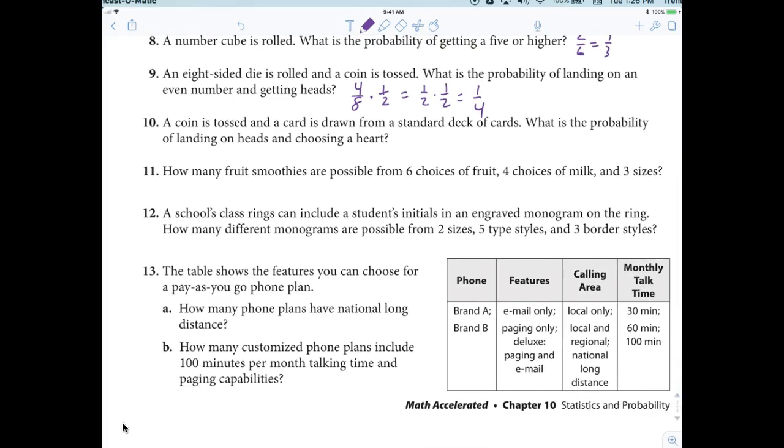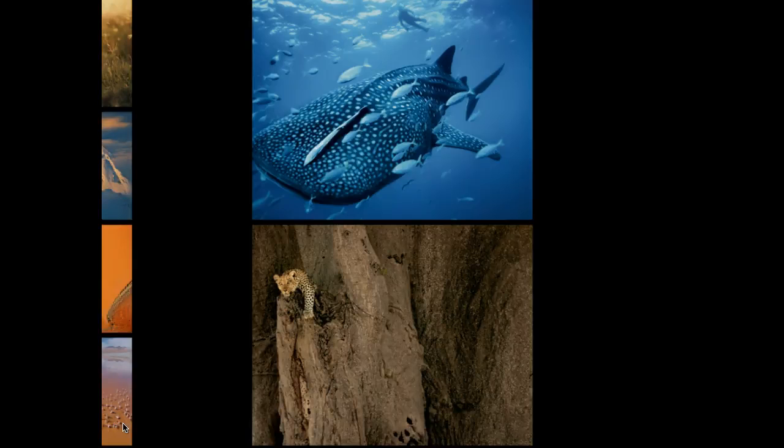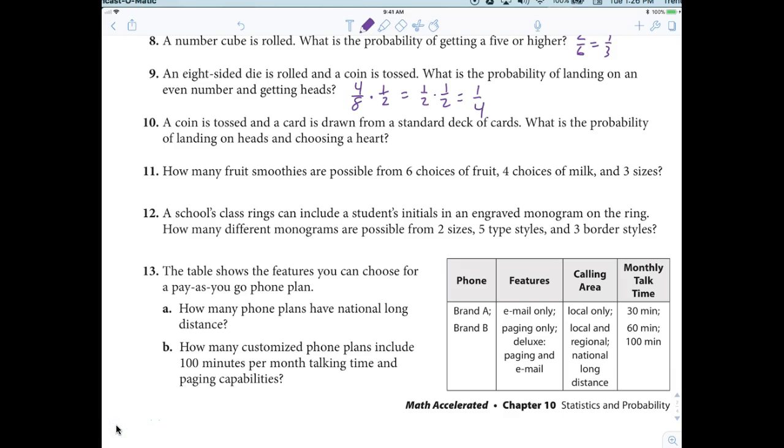All right? Now let's look at number 10. It says a coin is tossed and a card is drawn. What's the probability of landing on heads? Come on. 1/2. And what's the probability of choosing a heart? 13 out of 52. So now we have 1/2 times 1/4, which is 1/8. Is everybody following along pretty good? All right, let's check out number 11.